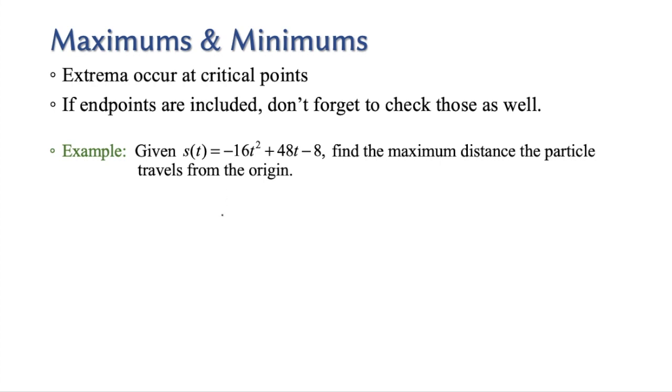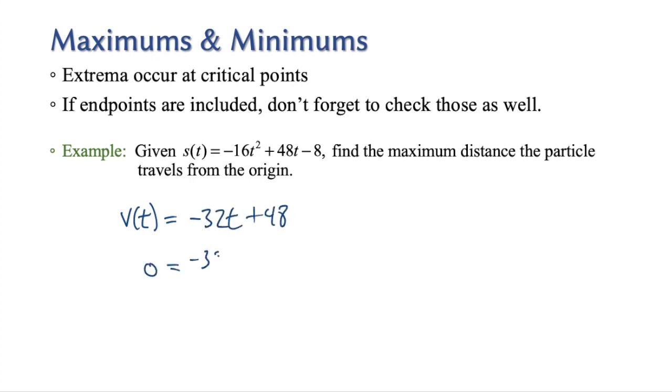So our first example will be, given a position function, we're looking for the maximum distance the particle travels from the origin. Since we're looking for maximum distance, we're looking at the maximums of the actual position itself. So first we need to find its derivative and solve for 0, that way we'll know where any critical points are. In this case, its derivative, velocity, will be negative 32t plus 48.